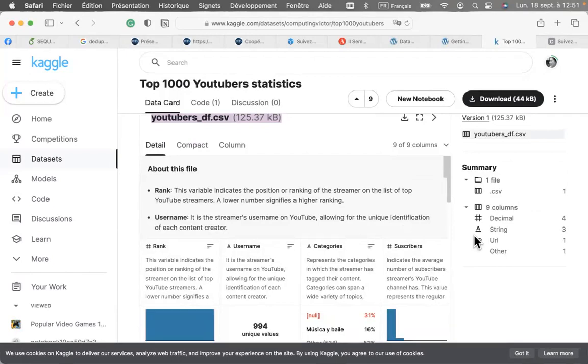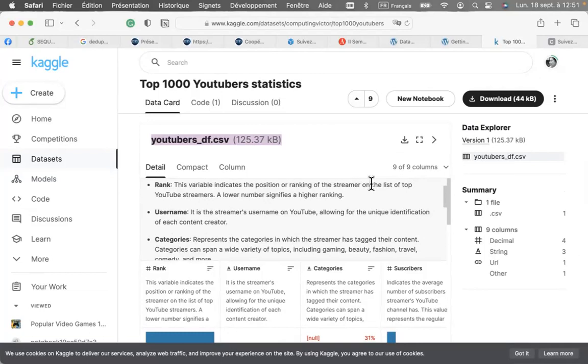So here you have the structural description of the data set, which is automatically generated by the system when you upload this data set. So we know that the CSV has 9 columns. 4 of them are numerical. 3 of them are of type string. 1 is a URL and 1 is other. It doesn't know the type.